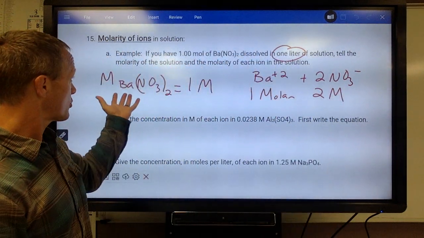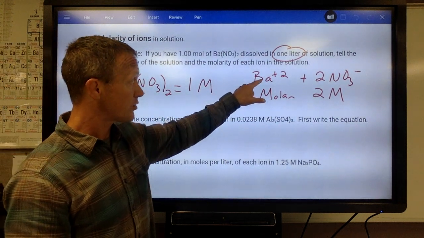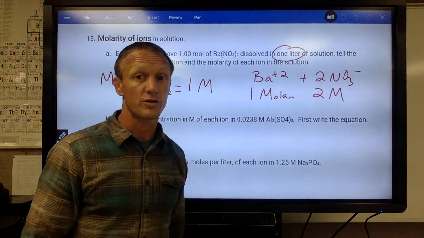So the overall concentration of barium nitrate solution is 1 molar. Barium ion concentration is 1 molar, but nitrate ion concentration is 2 molar.